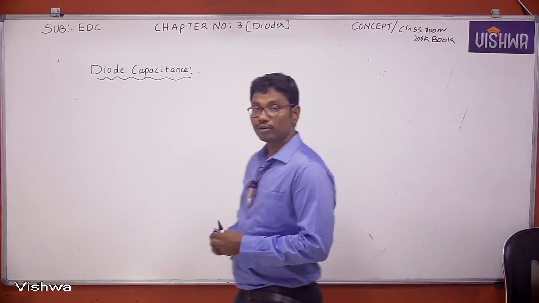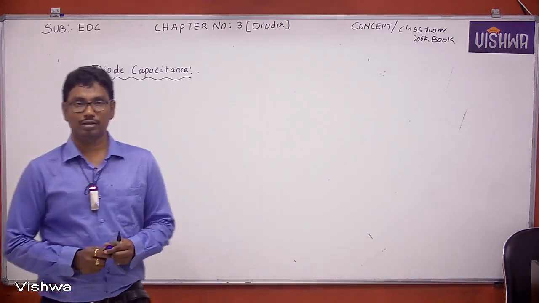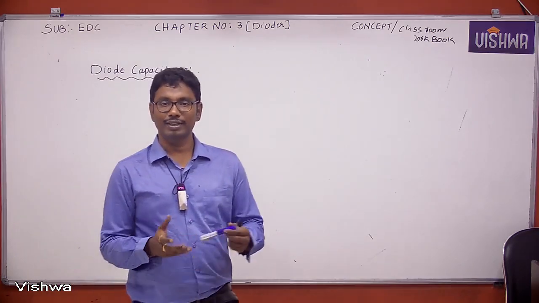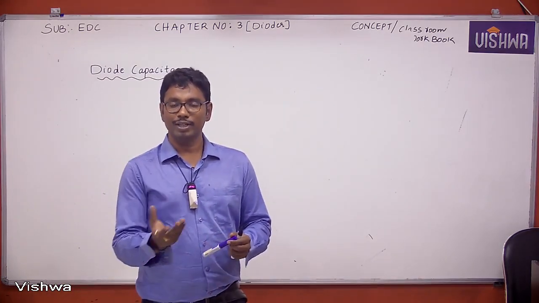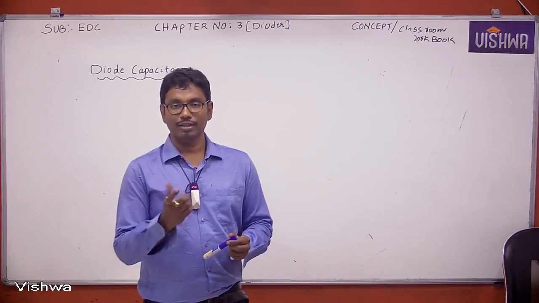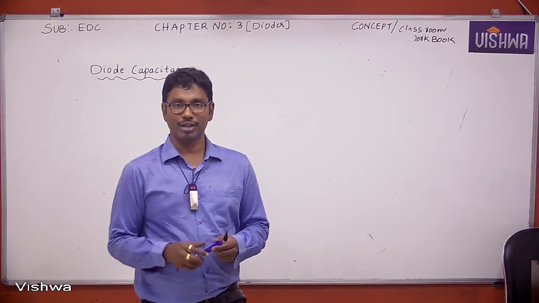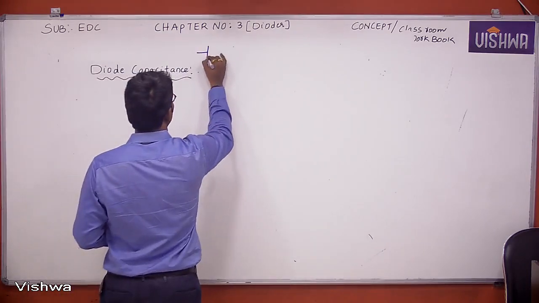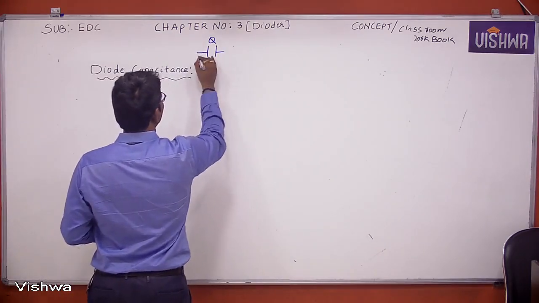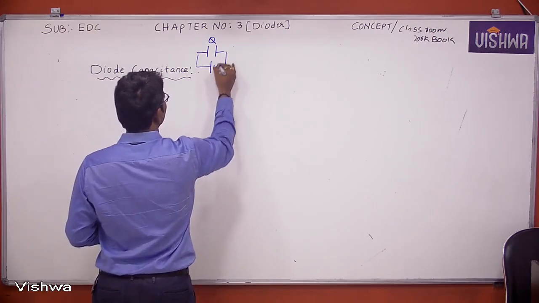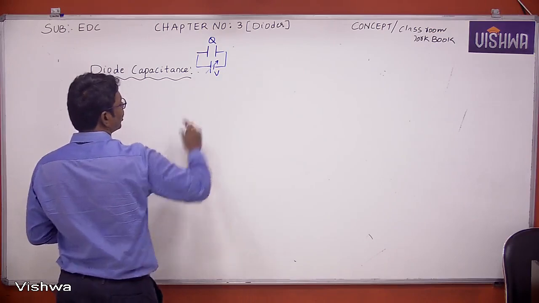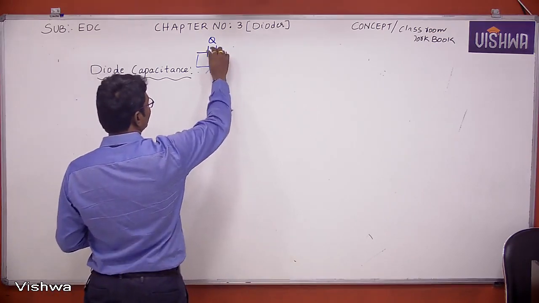Before going to diode capacitance, that is, how a diode acts as a capacitor, first we should know what a capacitor is. The purpose of the capacitor is to store charge. The storing charge varies with respect to the applied voltage. If the applied voltage varies, the storing charge also varies.